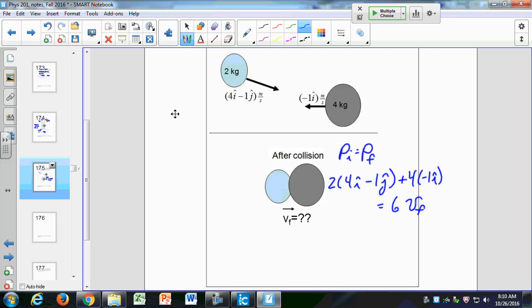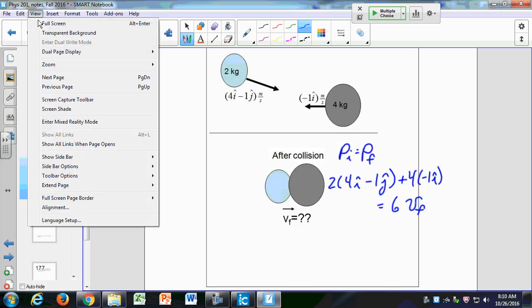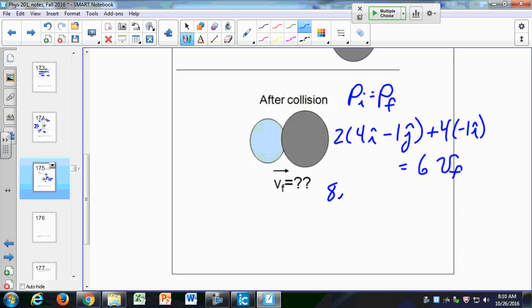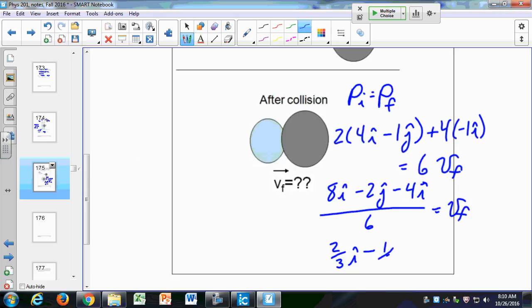Your setup should look something like this. This is the initial momentum of the first particle, initial momentum of the second particle. I combine the two masses because they're going to be moving at the same velocity. So I just say 2 plus 4, and then I multiply that times Vf. And now I solve that for Vf, keeping my vector notation. That's 8i minus 2j minus 4i divided by 6. 2/3 i minus 1/3 j. Is that what I got?